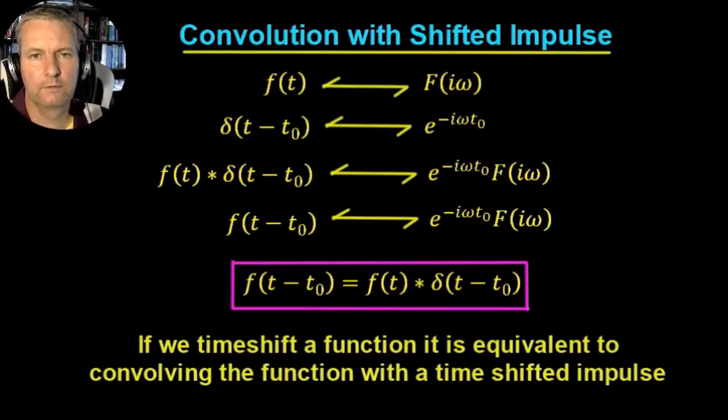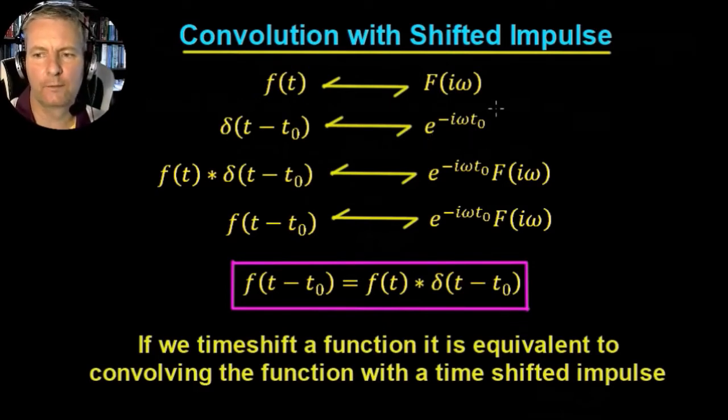So let's look at another important quality of convolution. We're looking at convolution with a shifted impulse. If we had a function f of t, when we found the Fourier transform, it gave us the function F of i omega. If we had a delayed impulse, delta of t minus t naught, its transform is e to the minus i omega t naught. So it's equivalent to adding a linear phase in the frequency domain.